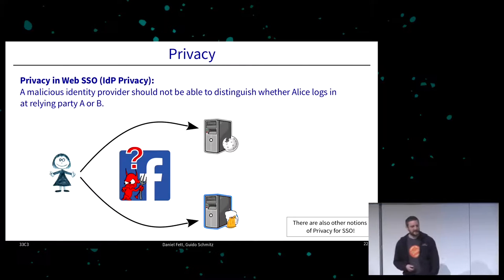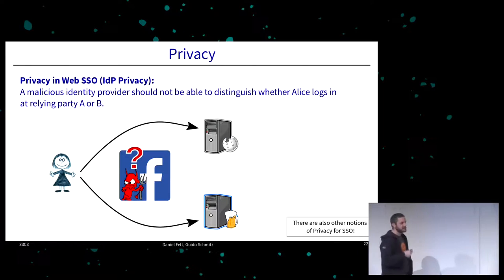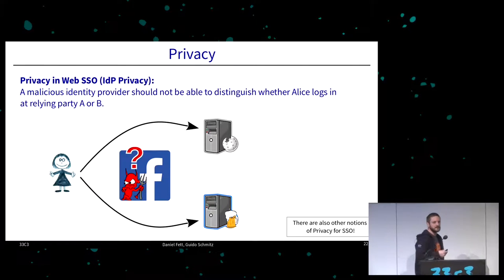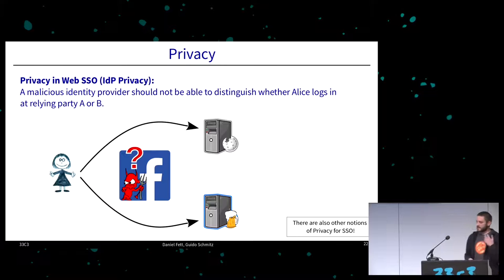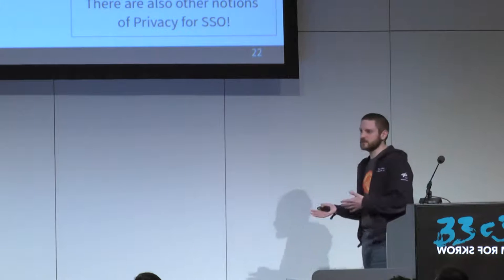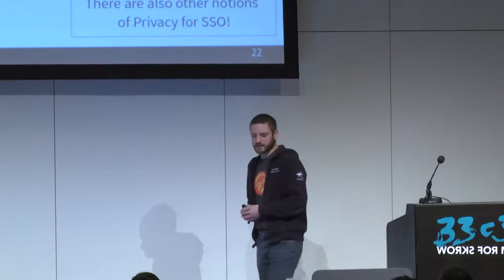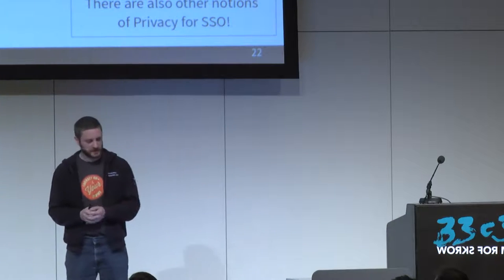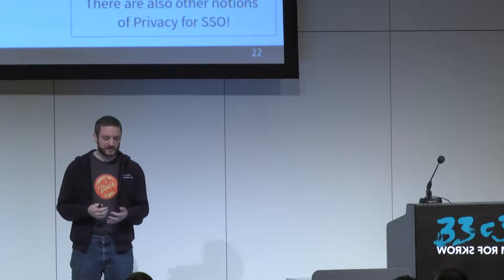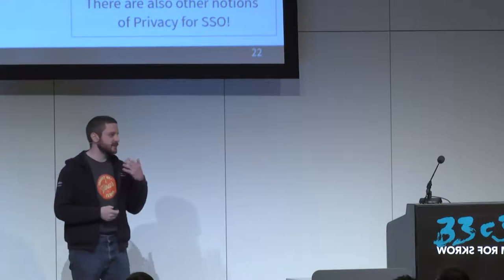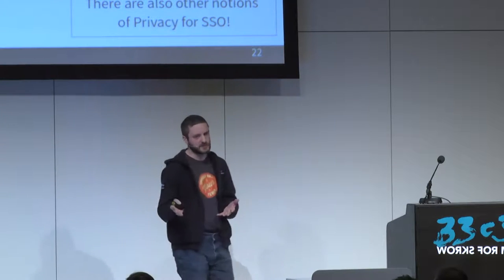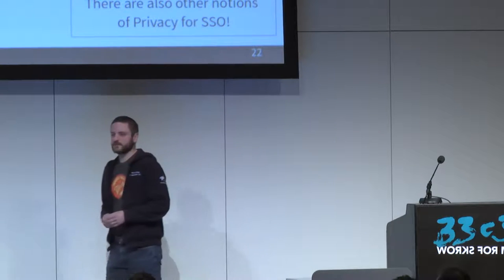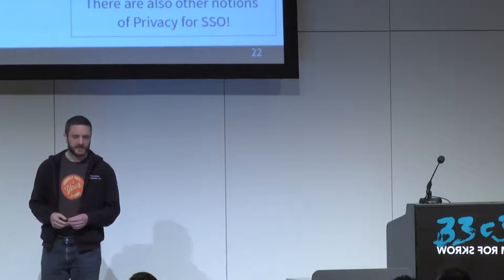And a third property that we have is privacy. And privacy in this case means that a malicious identity provider should not be able to tell whether the user logs in at the relying party A or relying party B. So, for example, if OAuth would have privacy, which it doesn't, then Facebook would be unable to tell whether I log in at, say, Wikipedia or myfavoritebeer.com. There are also other notions of privacy, which we, however, will not look at in this talk.